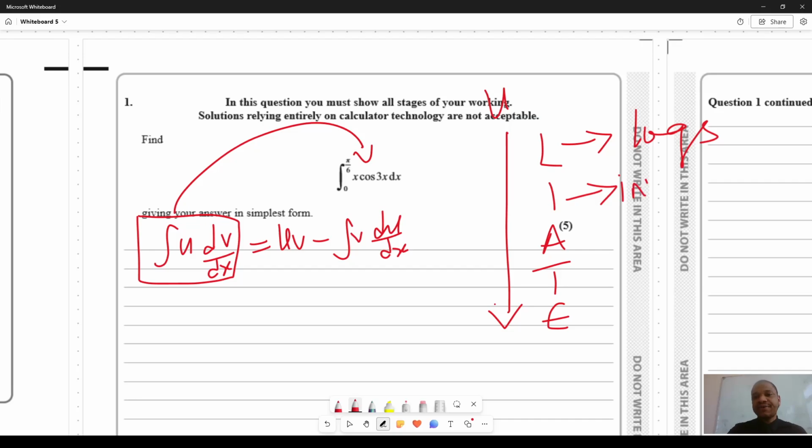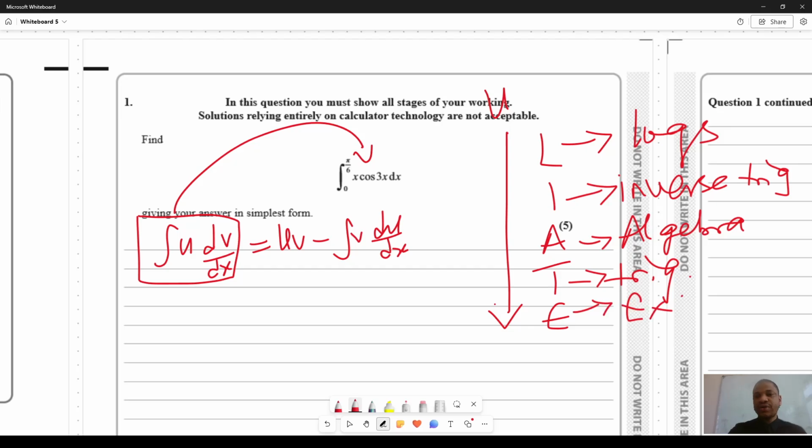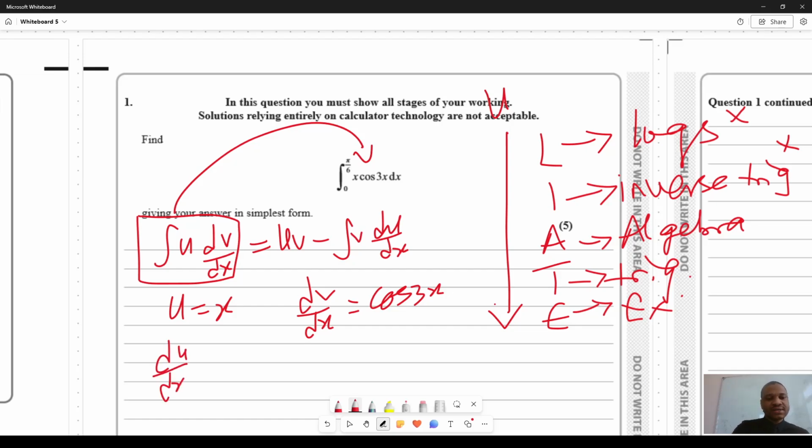I is inverse trig, A is algebra, T is normal trig, and E is exponential. So you can see here there's no log, there's no inverse trig, there's algebra. So our u will be x, our dv/dx will be cos 3x. Now we find du/dx, which is 1, and v.